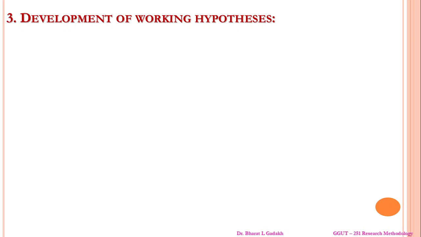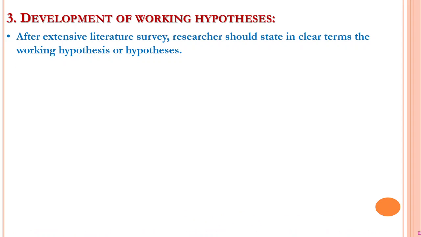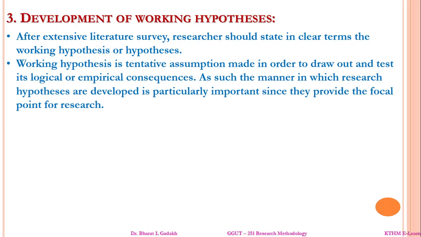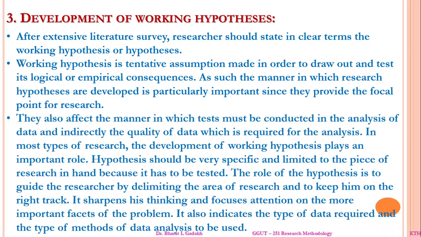Now, development of working hypothesis. After the extensive literature survey, researchers should state in clear terms the working hypothesis or hypotheses. Now, a working hypothesis is a tentative assumption made in order to draw out and test its logical or empirical consequences. As such, the manner in which research hypotheses are developed is of particular importance, since they provide the focal point of our research. They also affect the manner in which tests must be conducted in the analysis of the data. Indirectly, they affect the quality of the data required for the analysis.